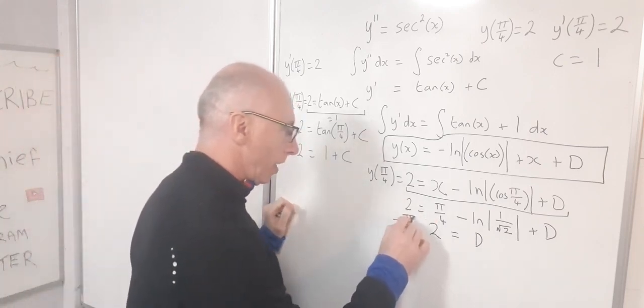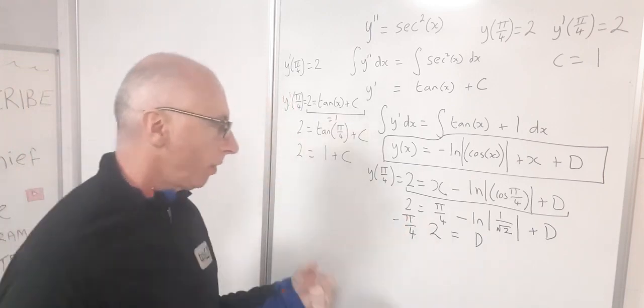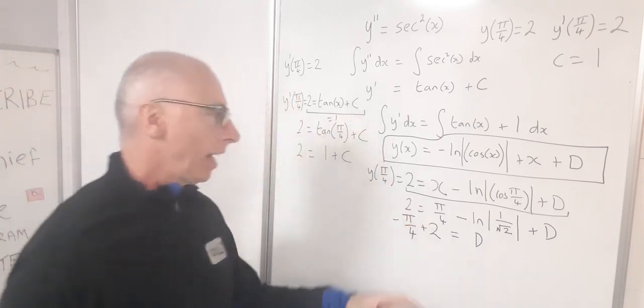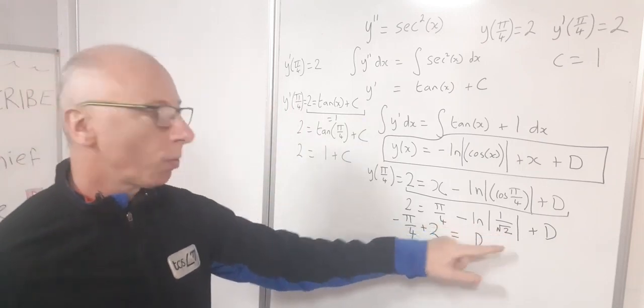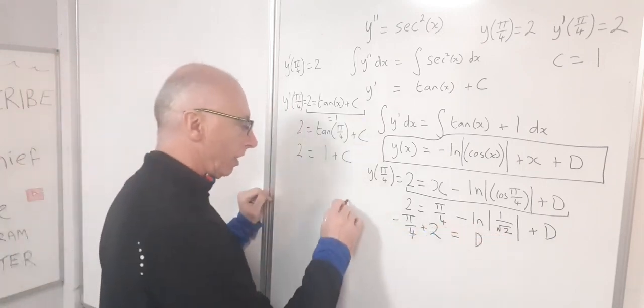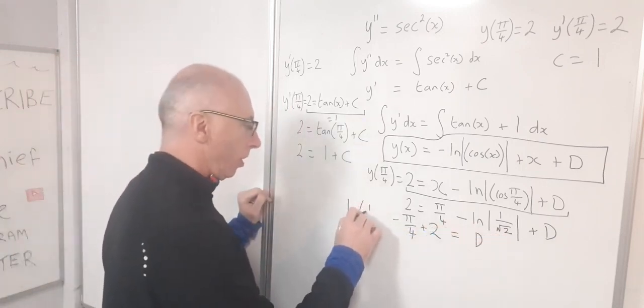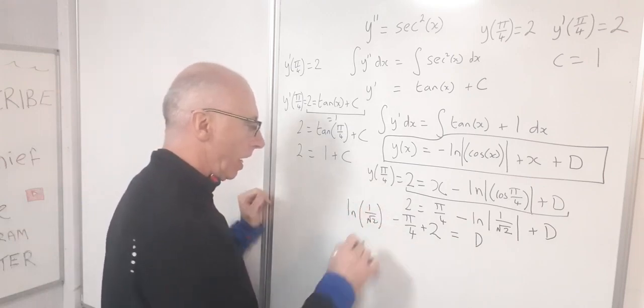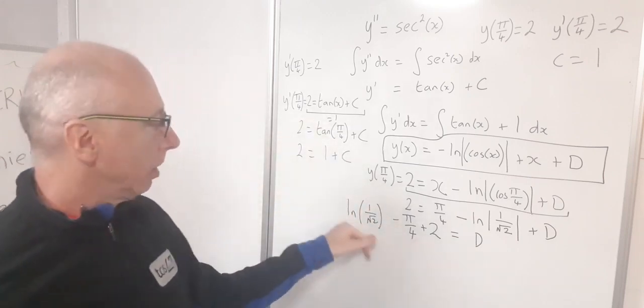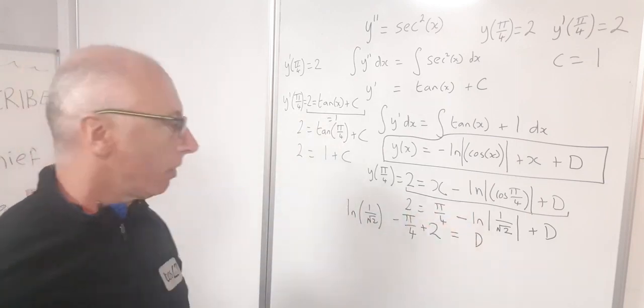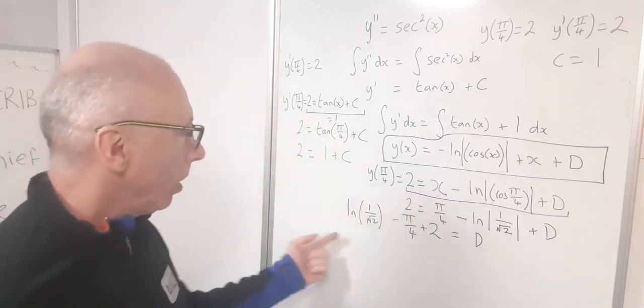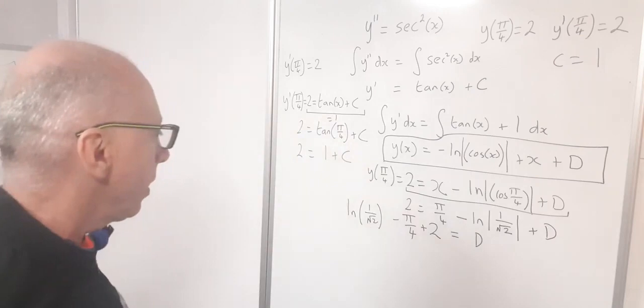So let's work like this. Minus pi over 4, so that's an add 2. And then natural log of 1 over square root of 2. I'll now add that. So the natural log of 1 over square root of 2. And I just put that as a bracketed term because I don't need the absolute value because I know that's a positive value. Okay, so now we're well on the way to getting our d isolated.